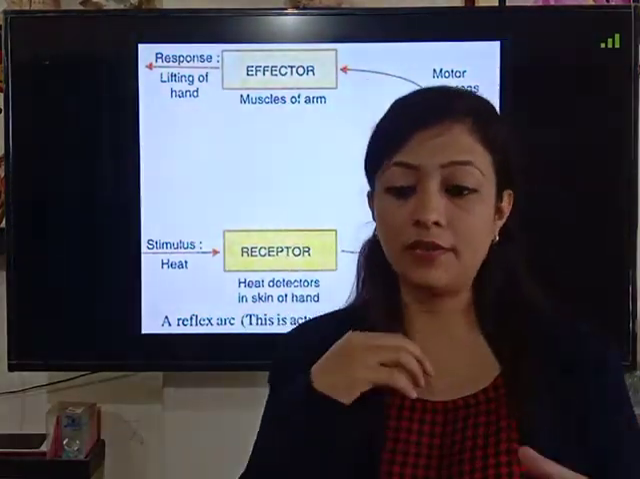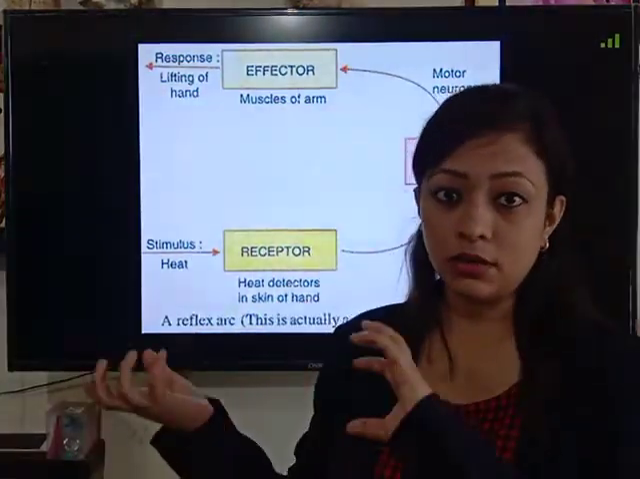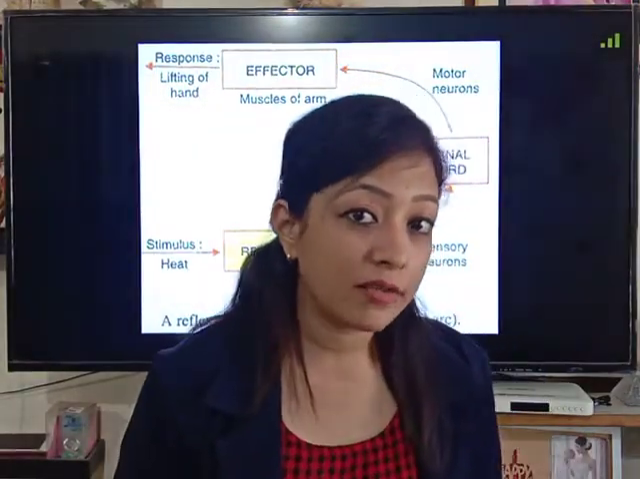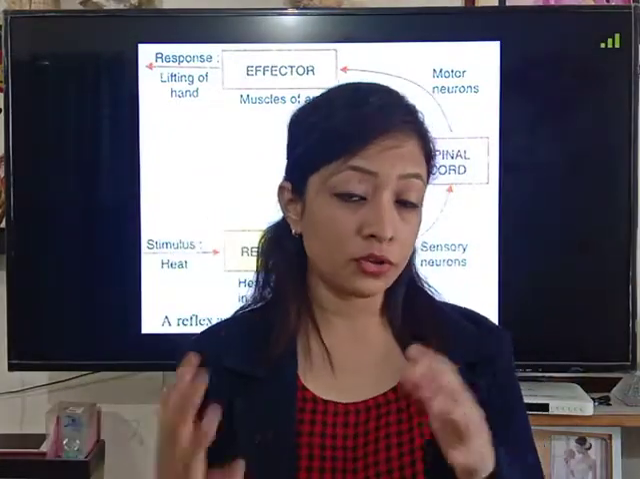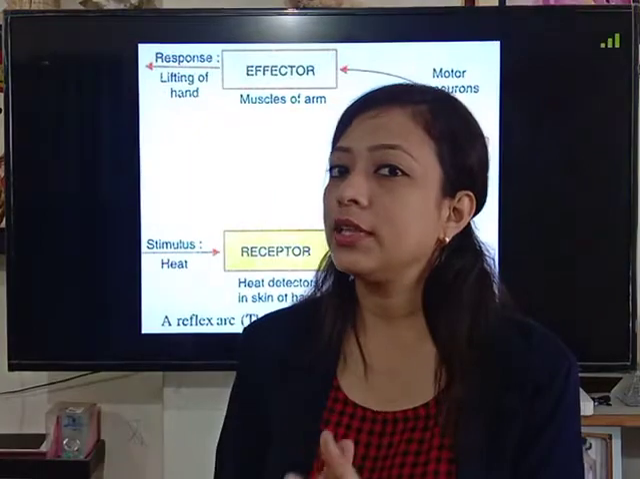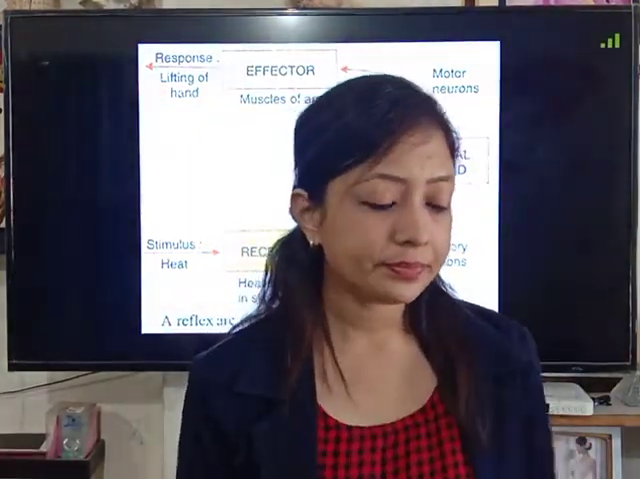Whenever someone touches you from the backside, you ultimately move in the backward direction in order to give response. When bright light falls on our eyes, then what will we do? We will put our palm on our eyes in order to protect our eyes. So these are the examples of the spontaneous response, the reflex action.